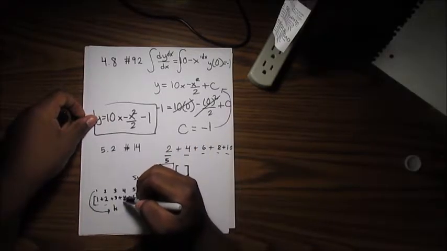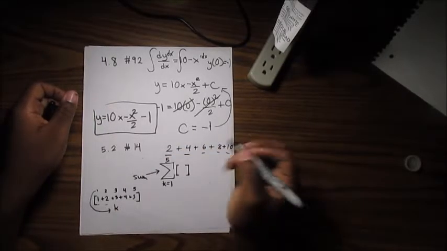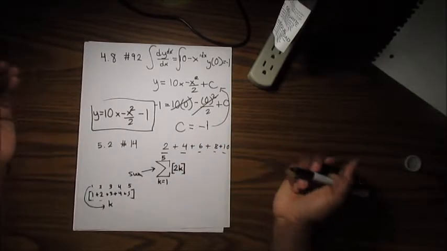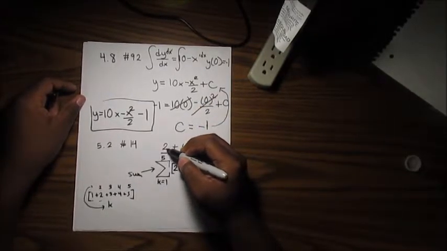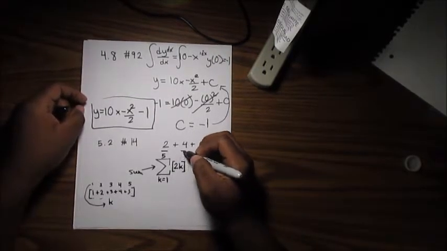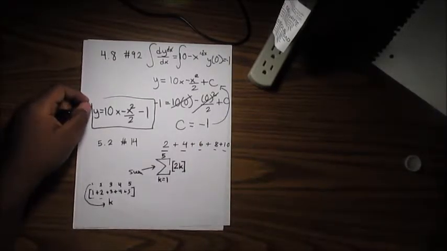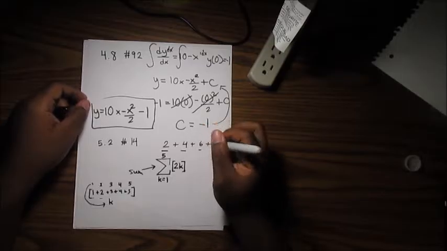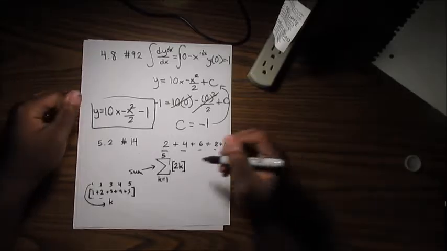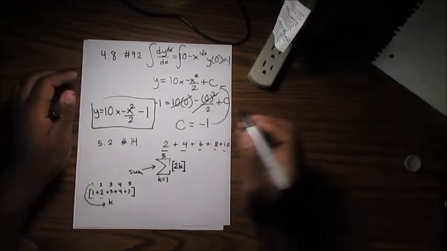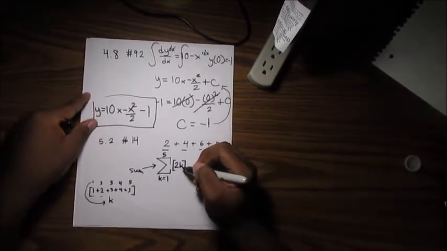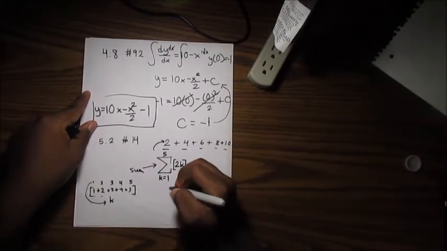Since each term is just double the index, we can say that the rule can just be 2k, because you'll see that the summation indexed at 1 would be 2 times 1, which is 2. At 2 it would be 2 times 2, which equals 4. At value 3 it would be 2 times 3, which equals 6. So with that we are able to denote sigma notation for this summation to be this right here.